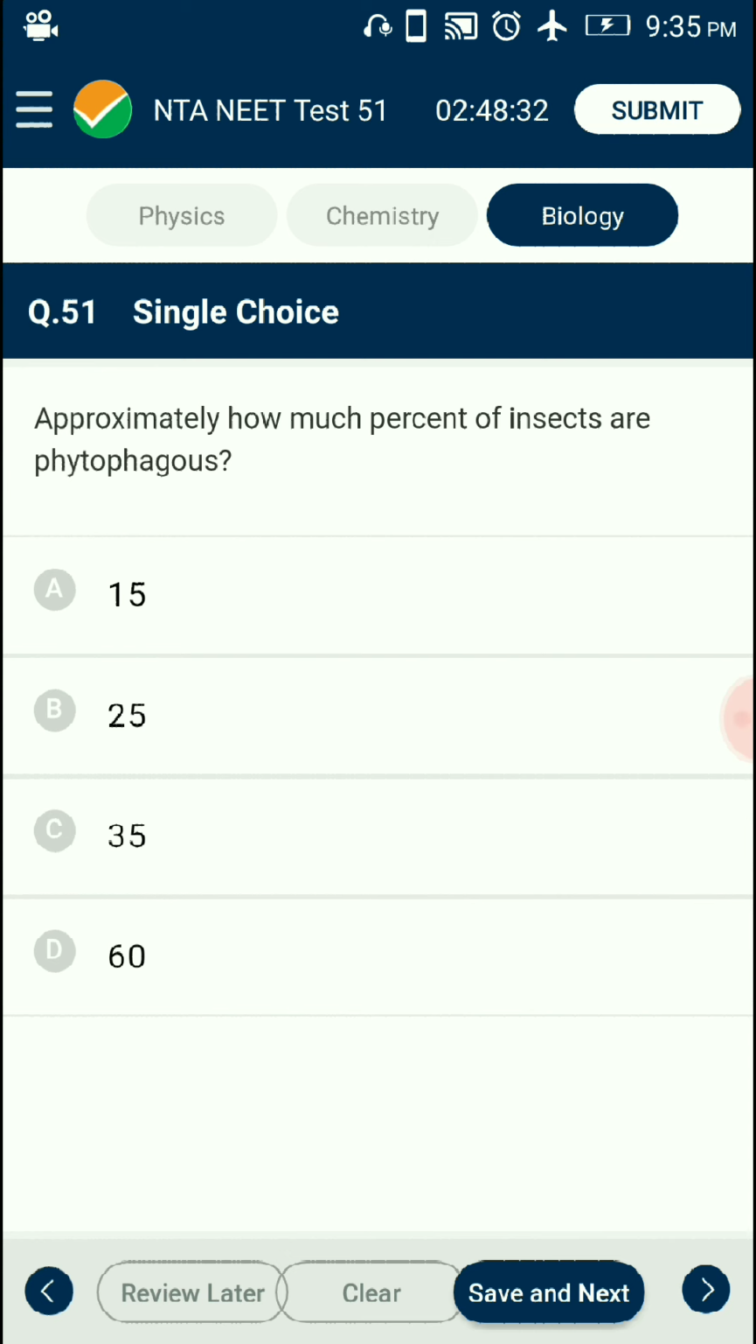Thorns and chemicals are ways to keep insect attack at bay. So the answer is option B. 25% of insects are phytophagous.